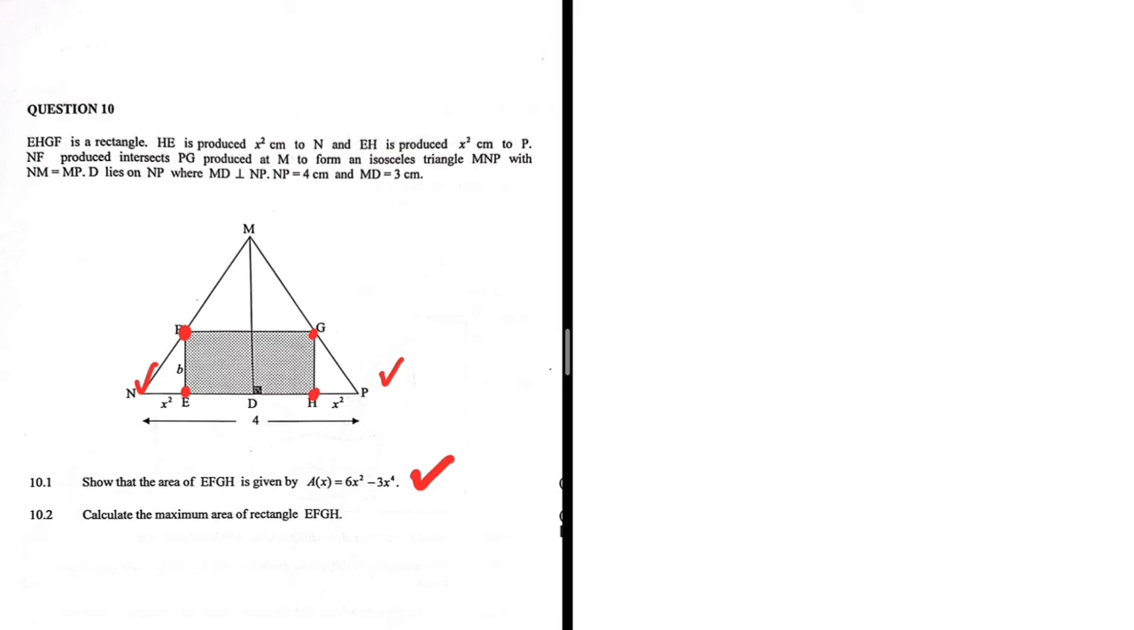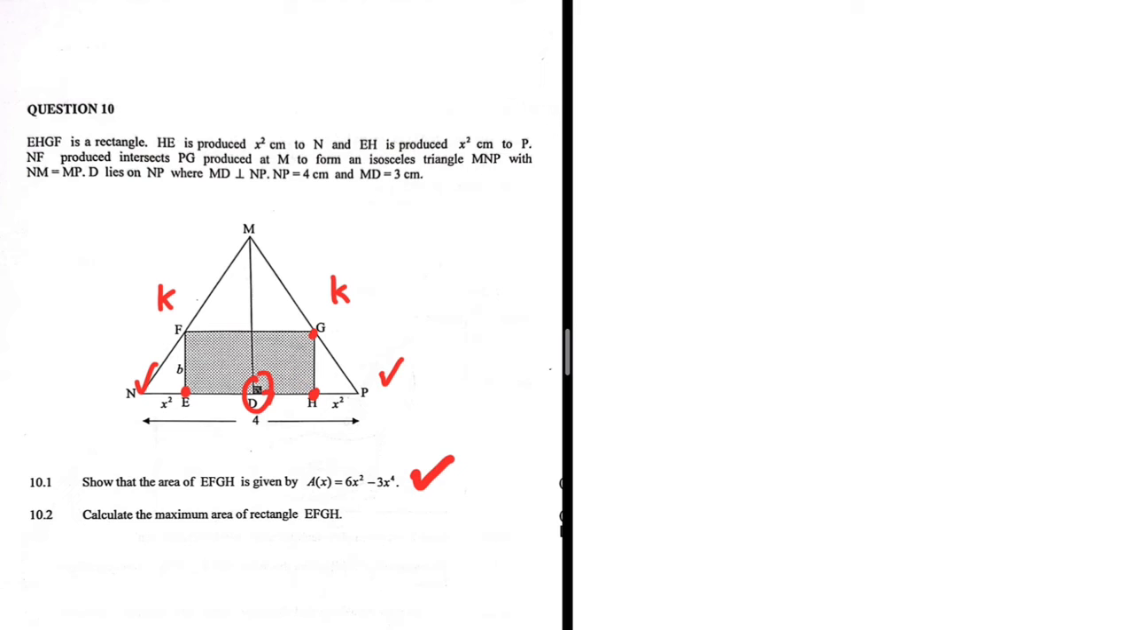It goes on to say that PG is produced to M to form an isosceles triangle MNP with NM equals MP. So NM, this side, is equal to this side. So if we have K on this side, we also have K on this side, some K units. Let's carry on. And then MD is parallel to NP. We have an angle of 90 degrees there that shows that clearly.